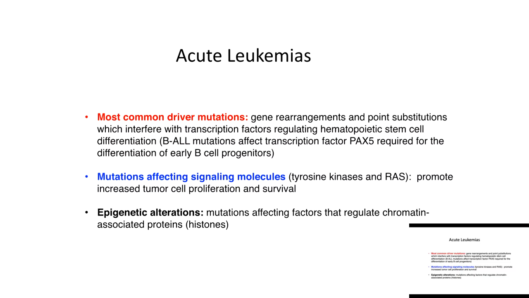Besides these, driver mutations affecting signaling molecules like tyrosine kinases and the RAS signaling pathway will lead to increased proliferation of these cells, also increased survival. And increasingly, we are learning about the epigenetic alterations also, especially those affecting the factors that regulate the histones.